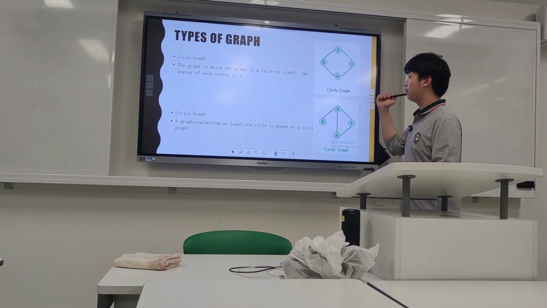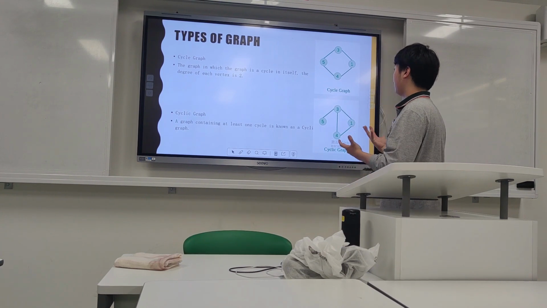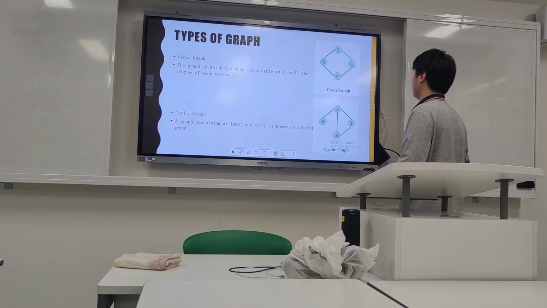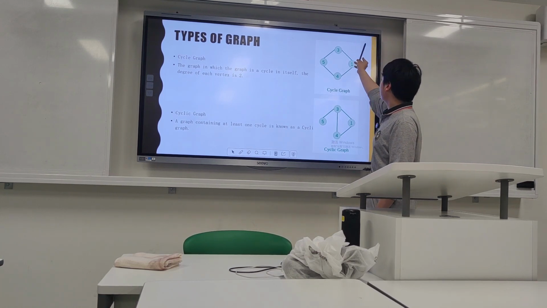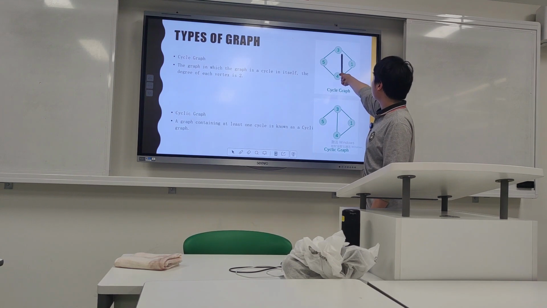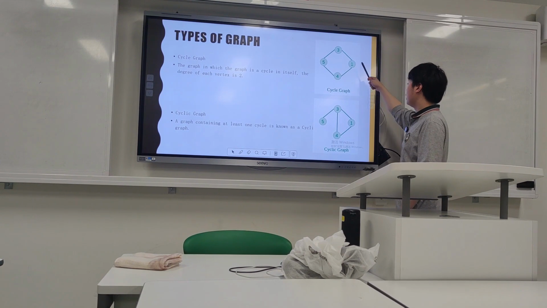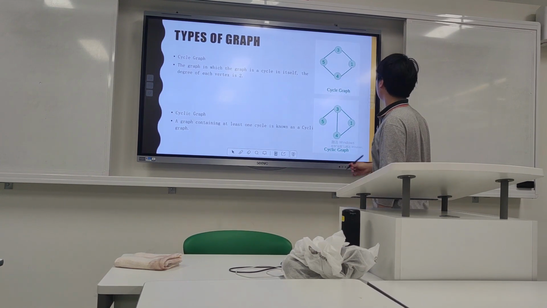And cycle graphs. So the graph is a cycle in itself, and the degree of each vertex is 2. So you can see here, when you start from 3, for example, you will visit 5, 4, 1, and you will be able to get back to 3. So it has a cycle inside the graph.